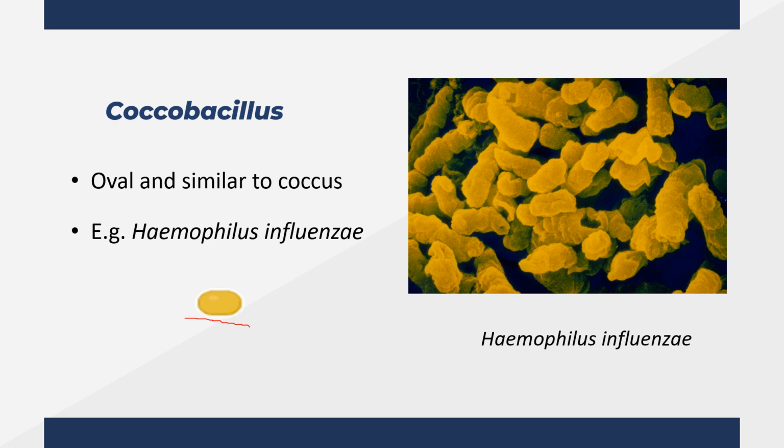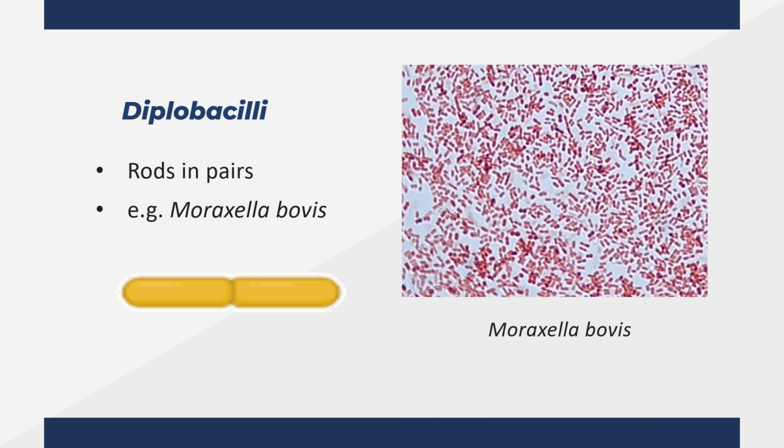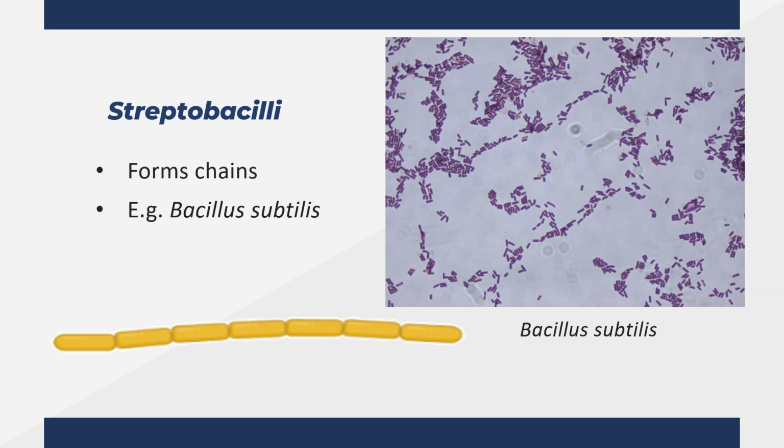So the example of this group is Haemophilus influenzae. Diplobacilli is rods in pair, two rods connected to each other in such a way. The example is Moraxella bovis. The third type of bacilli is streptobacilli, where again we would have a chain-like arrangement of rod-shaped bacteria. Example is Bacillus subtilis. So here you see that many rods, they are connected to each other.